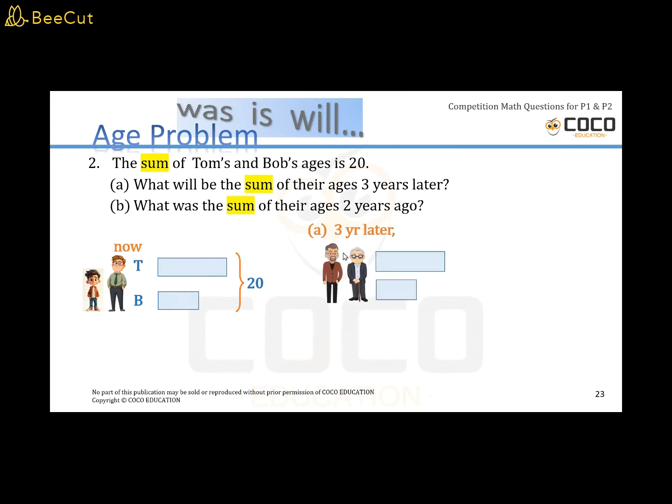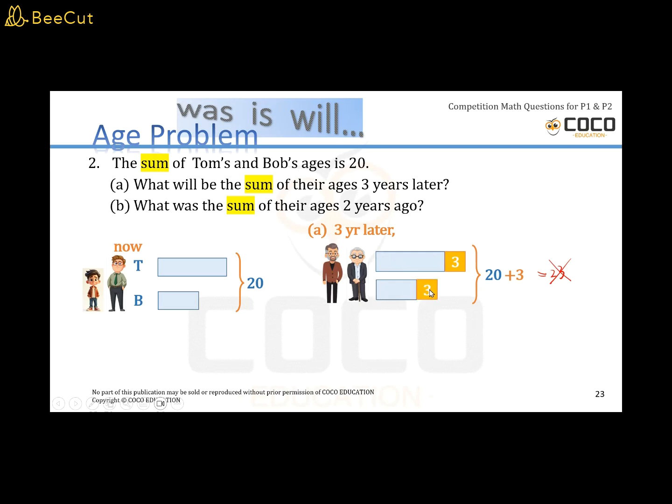We know that 3 years later, both of them are getting older. This is the model for now. 3 years later, Tom's bar should get longer by 3. So, of course, we should plus 3 here. But does it mean the total is 23? Pay attention. No. Why? Because in the 3 years, Bob is also getting older.